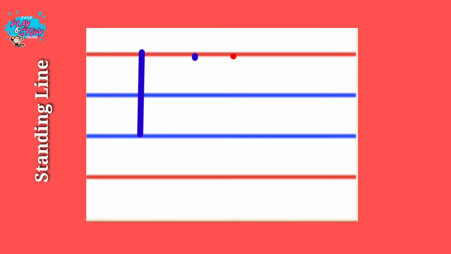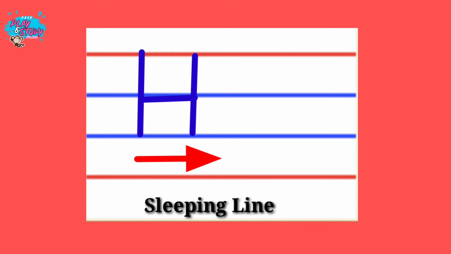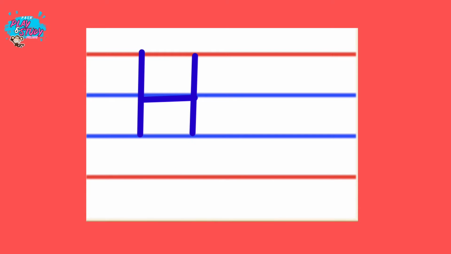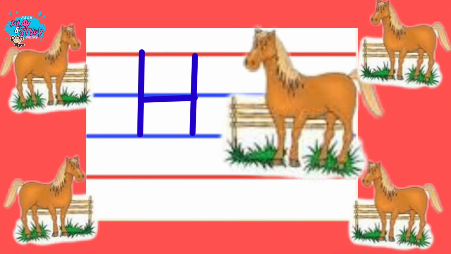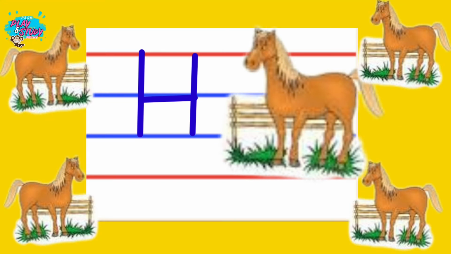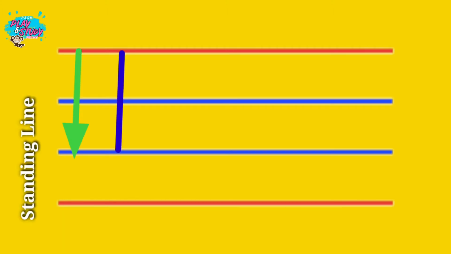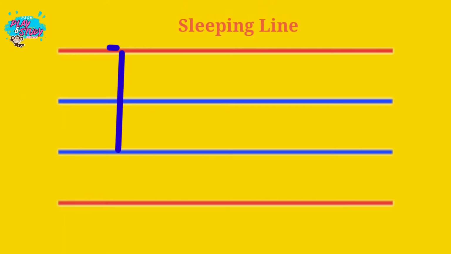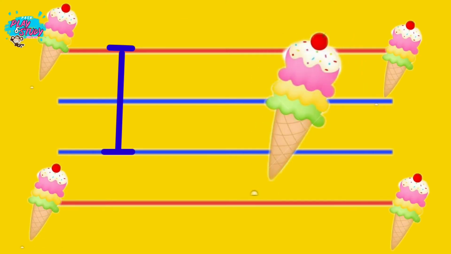Standing line, sleeping line. H for horse. Standing line. I for ice cream.